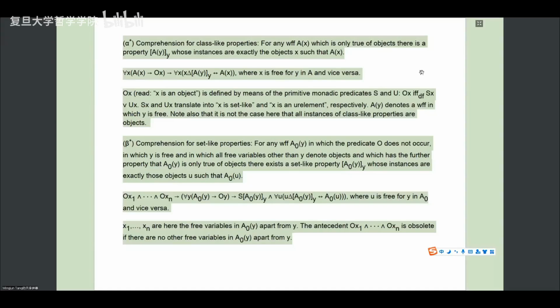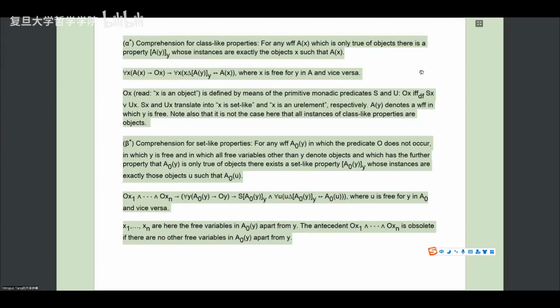And I paraphrase this here, and after this paraphrase, you get the formalization. For any A of alpha, which is only true of objects, and we will get to know what an object is, there is a property, A of y, so being a y such that A of y, whose instances are exactly the objects x such that A of x. And this is formalized below. If for all x, A of x implies O x, O x meaning x is an object, then for all x, x is an instance of A of y, y. This is practically A-ness, one can say, if and only if A of x, where x is free for y and A and vice versa.